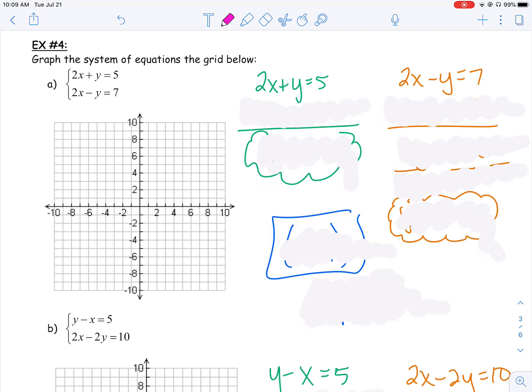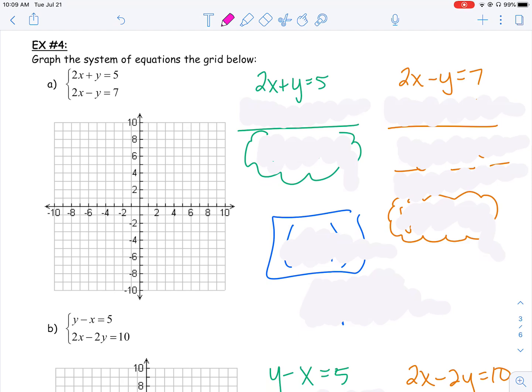Now, we've talked about graphing in a previous chapter, so let's go ahead and quickly review. If I were to give you the equation 2x plus y equals 5 and ask you to graph, what you're going to want to do first is get it to look like slope-intercept form. Remember y equals mx plus b? That's the easiest way to graph a line. So let's go ahead and do that for both equations first.